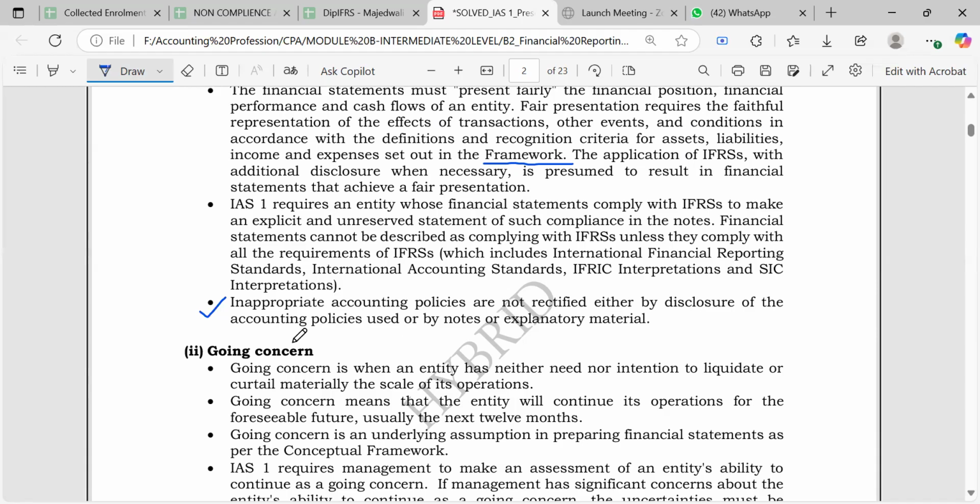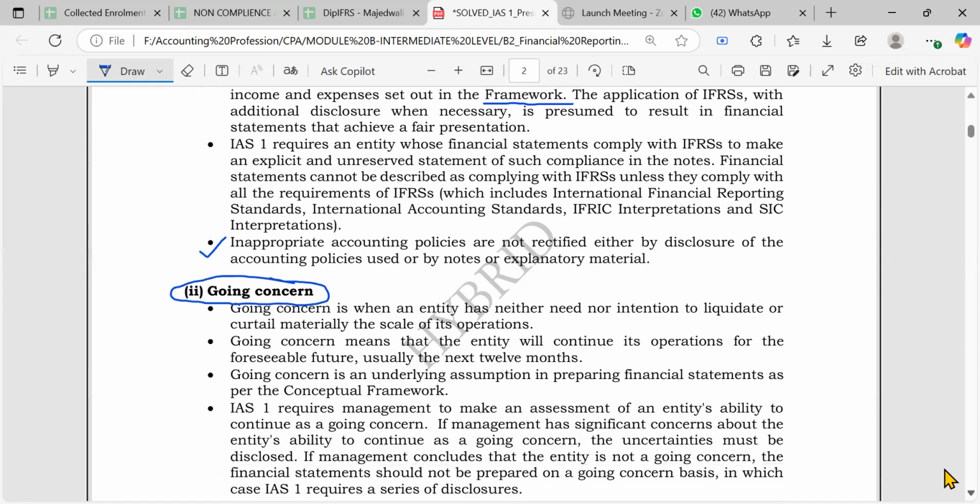So let's go to another point, going concern. Going concern, of course, the conceptual framework defines it as an underlying assumption. You know, going concern, we presume that the entity will continue to operate for the foreseeable future.